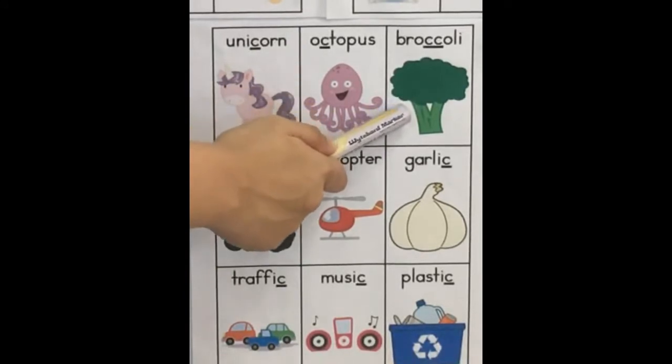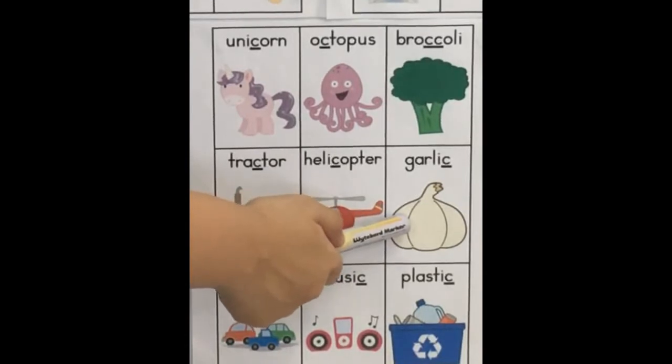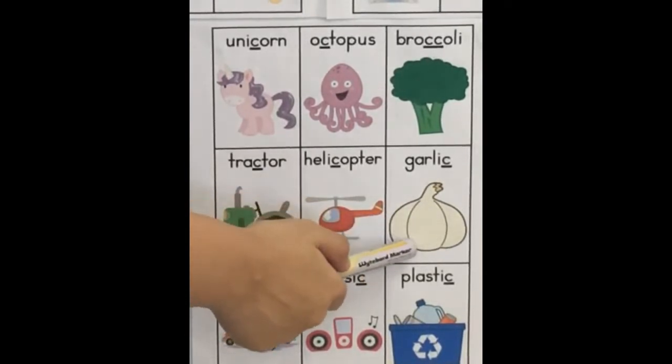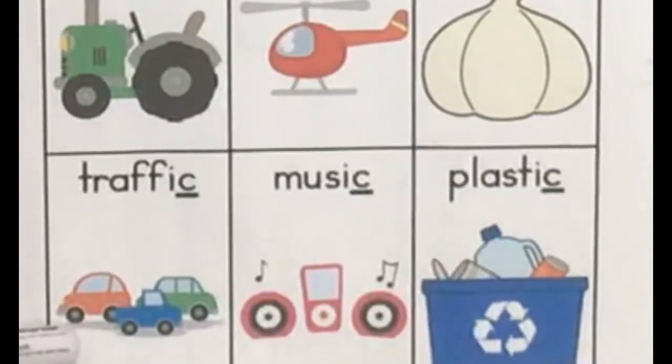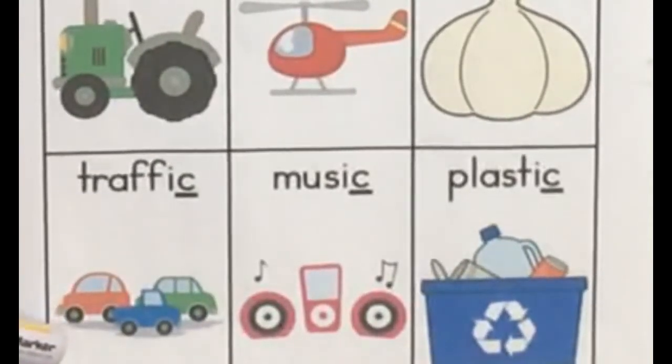We also have C in broccoli. C in tractor. The tractor is the one that the farmers like to ride in their farm. Tractor. C is also found in helicopter. A helicopter is a vehicle that you can fly. Helicopter. C is also found in garlic, a very stinky vegetable. Garlic. C is also found in the word traffic. Traffic is what the cars do and they line up in the road.